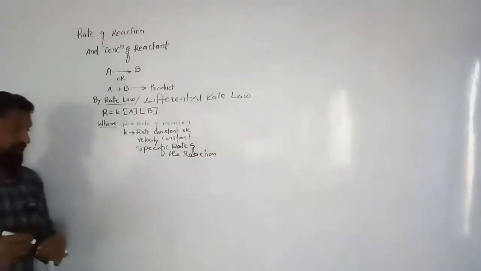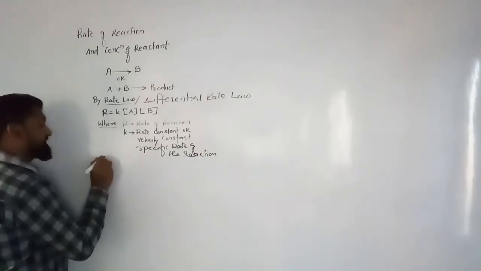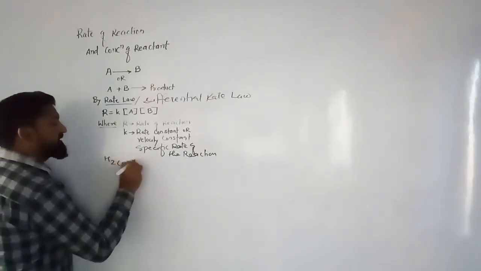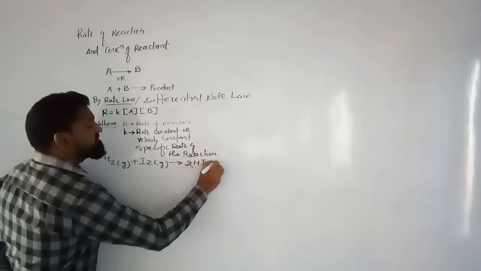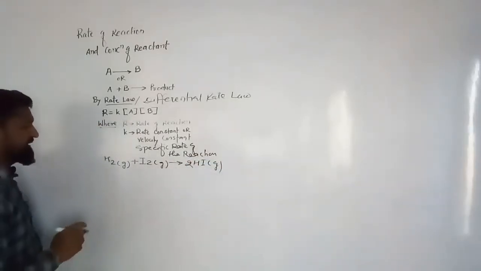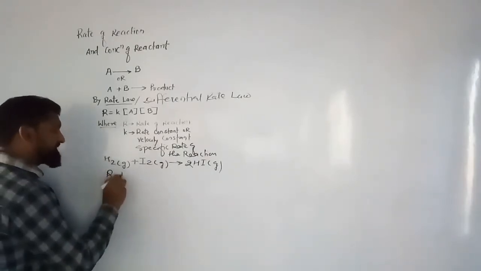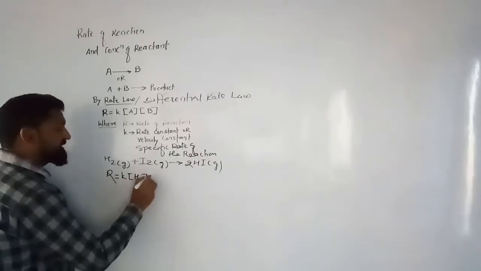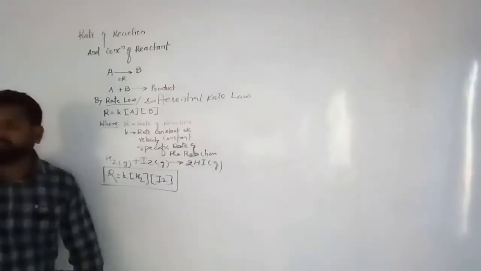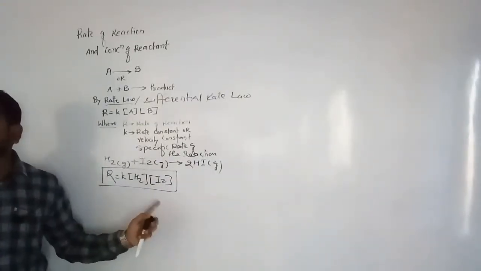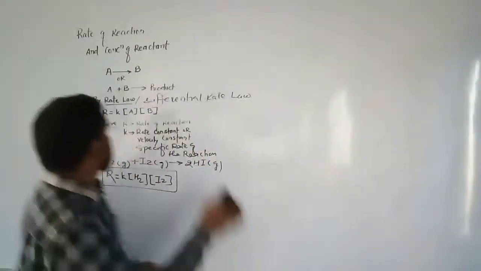Now for example, if the reaction is given like this, H2 gaseous plus I2 gaseous giving 2HI gaseous. Simply mathematically it is important, nothing else. Then the rate of the chemical reaction, that is the rate law, will be written as K into the molar concentration of H2 multiplied by the molar concentration of I2. Such expressions are called the rate of the reaction. Understood? Now one more thing which is very important to know.